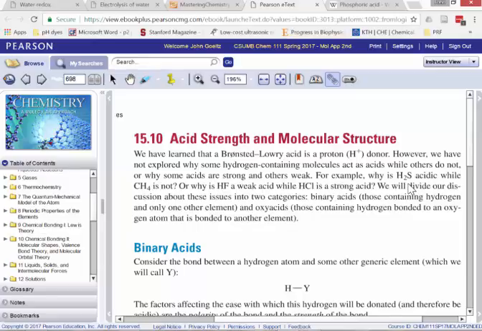Yeah, agreed. Why is that acidic while CH4, methane, is not? Frankly, why is hydrogen sulfide acidic while water is not really acidic? Sulfur and oxygen are what are called congeners, because they're in the same column. How come water is neutral, but if you put hydrogen sulfide in water, it's acidic? Why is HF a weak acid while HCl is a strong acid? We will divide our discussion.